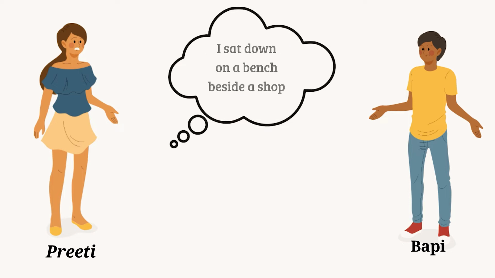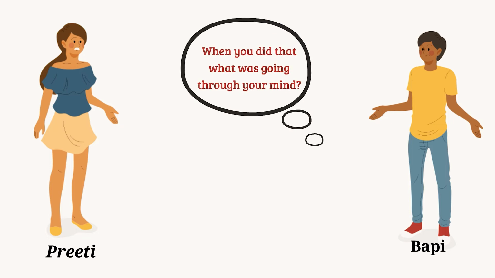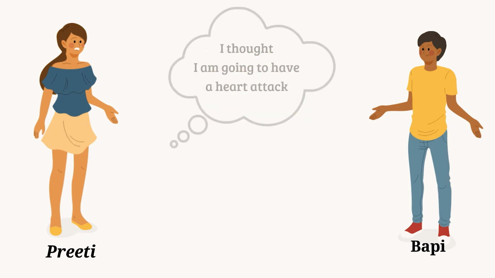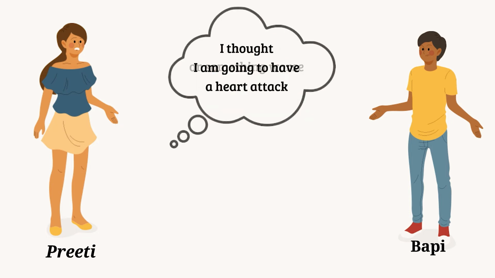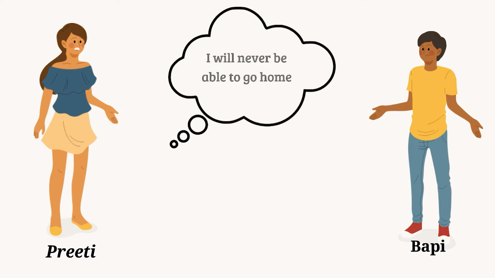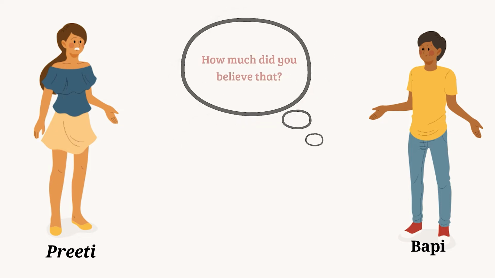I sat down on a bench beside a shop. When you did that, what was going through your mind? I thought I'm going to have a heart attack or something worse. I will never be able to go home. How much did you believe in that? So in this example, Preeti could finally identify her negative automatic thoughts related to her panic attack. That is, she might have a heart attack or she might not be able to go home ever.